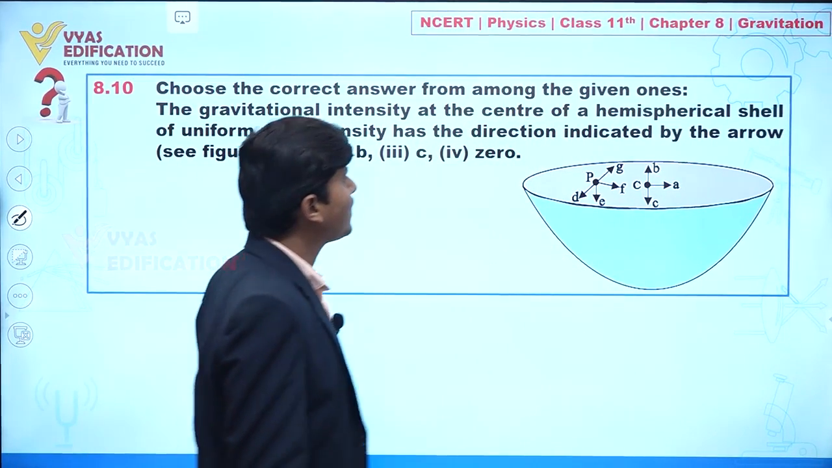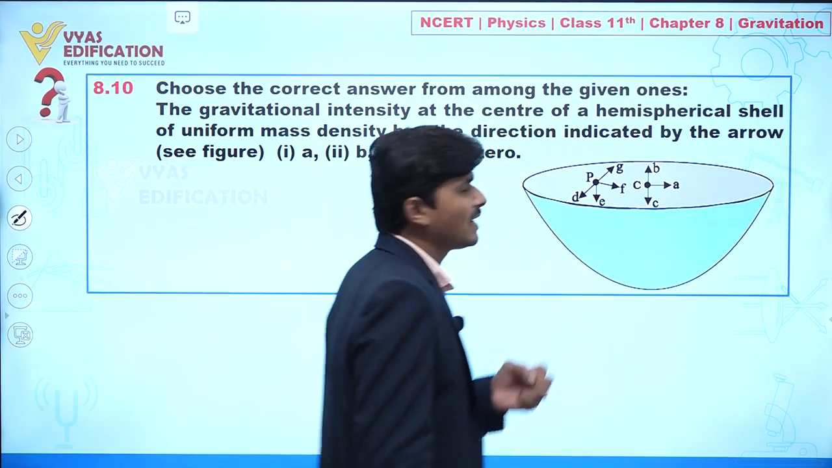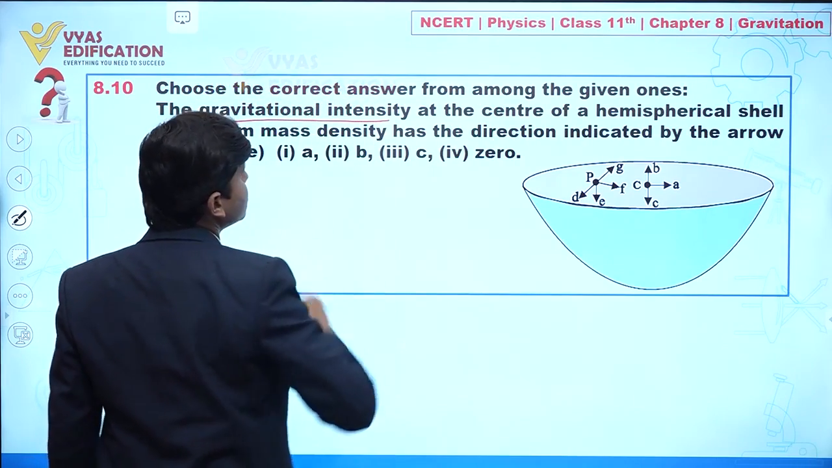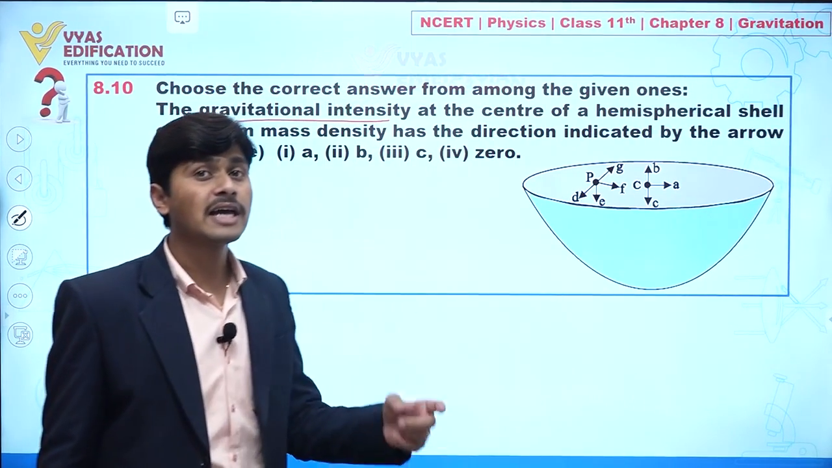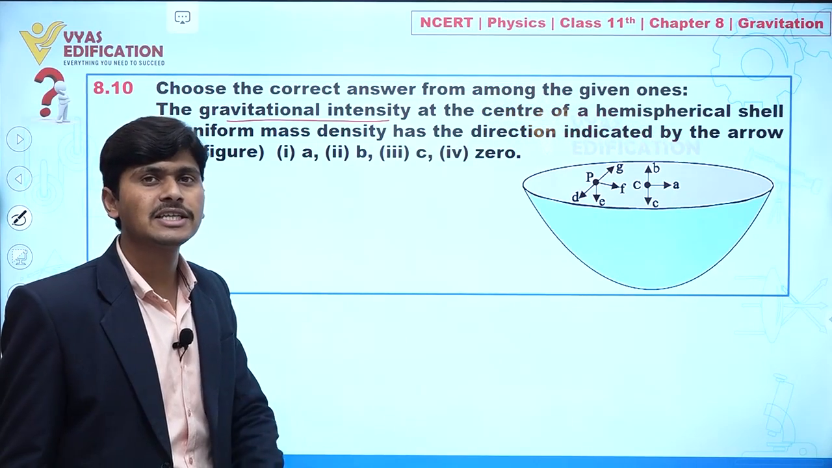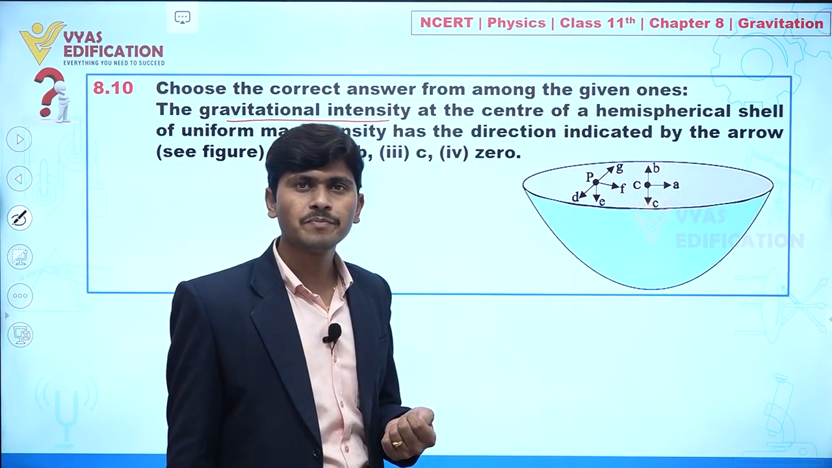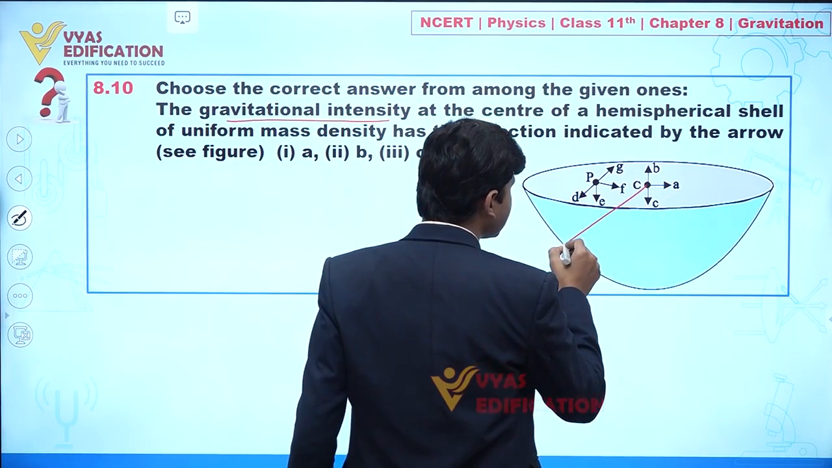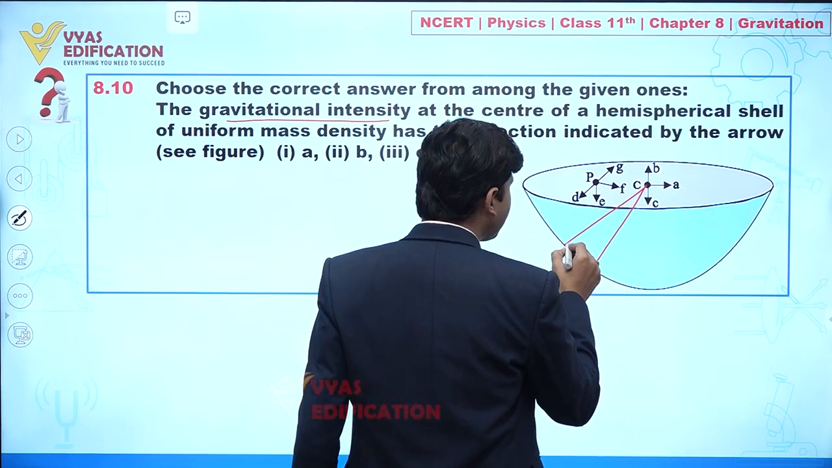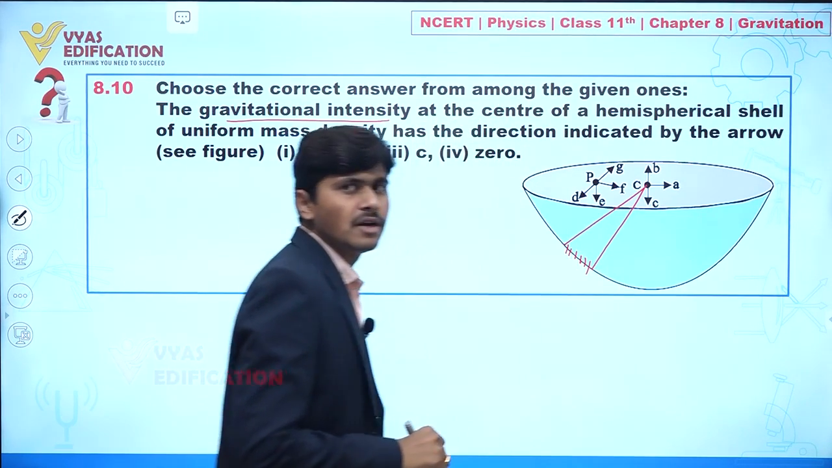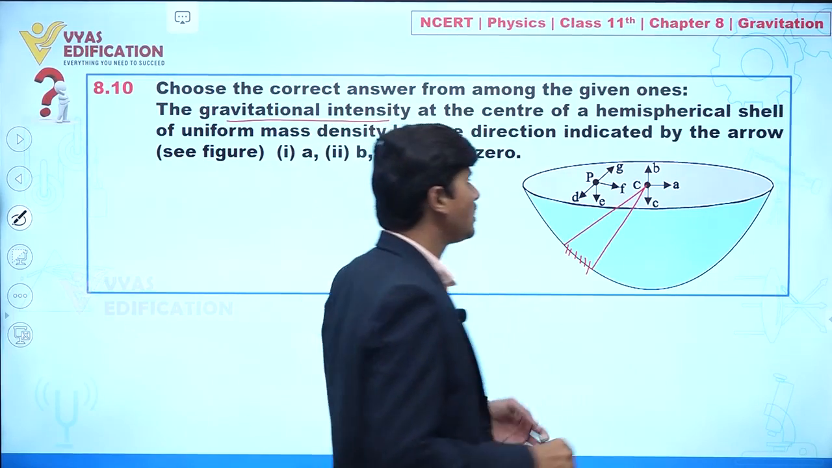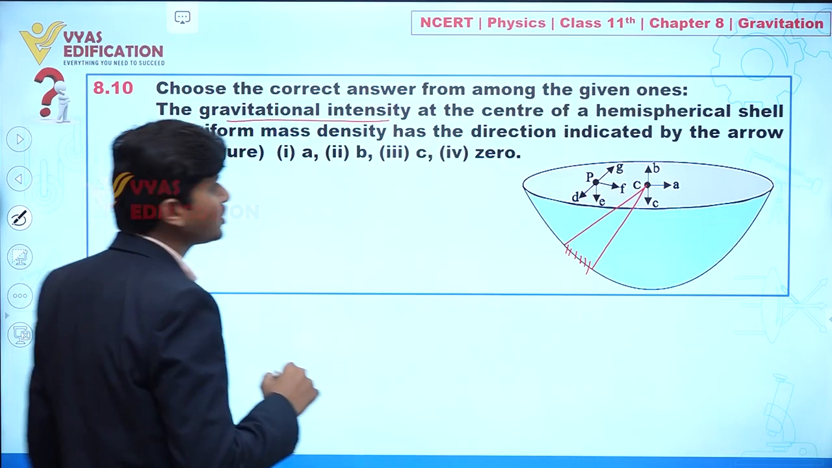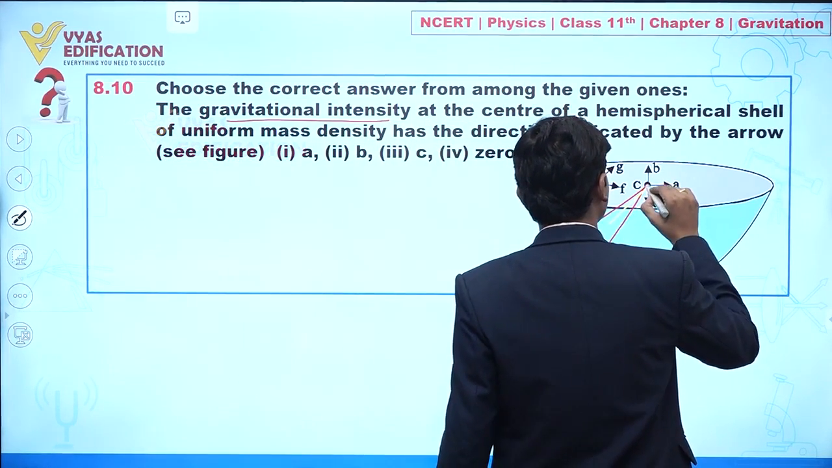Now, what will be the direction of gravitational intensity? Our objective here is to calculate the direction of E, the gravitational intensity, or gravitational field. Concentrate here. Let's suppose I take a very small element. Due to this small element we will find the direction of gravitational intensity, in this direction.